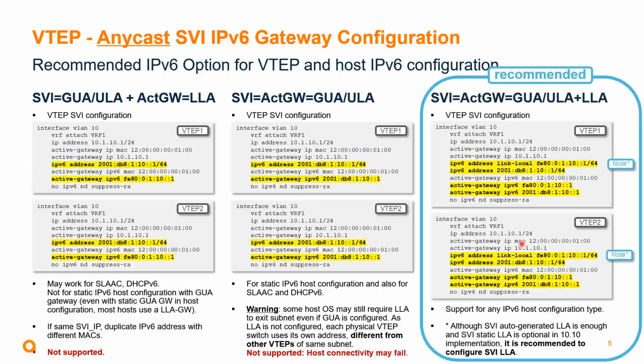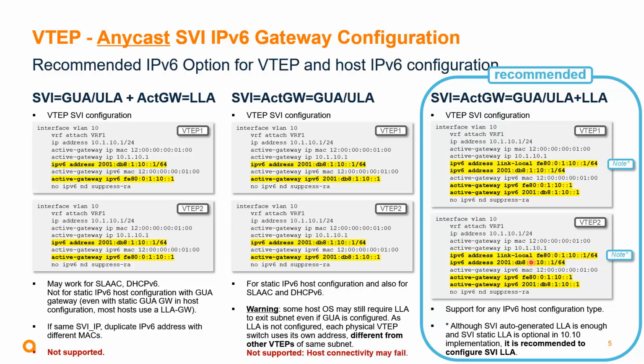And the next one, which is the recommended one, is when you have the SVI that is identical to the active gateway, each with both a global address and a link local address. So both are configured. The order of configuration would be to set first the active gateway, and then the SVI, in order to avoid, and we'll see that in the next slides, the duplicate address. So the link local and the global address are identical on VTEP 1 and VTEP 2, and that type of configuration will allow support for all types of IPv6 host configuration.